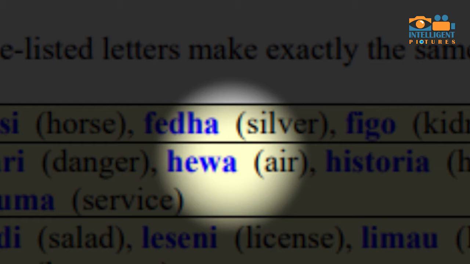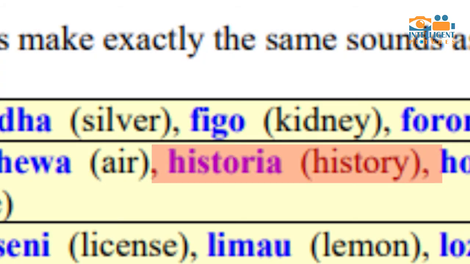There is also another word which starts with sound H, and that is hewa. Hewa means air, you know, air, hewa. There is also another one, historia. Historia means history. As you can hear, the H is included in the word history, and in Swahili we pronounce historia. So it sounds the same as in English, history, and in Swahili we say historia.